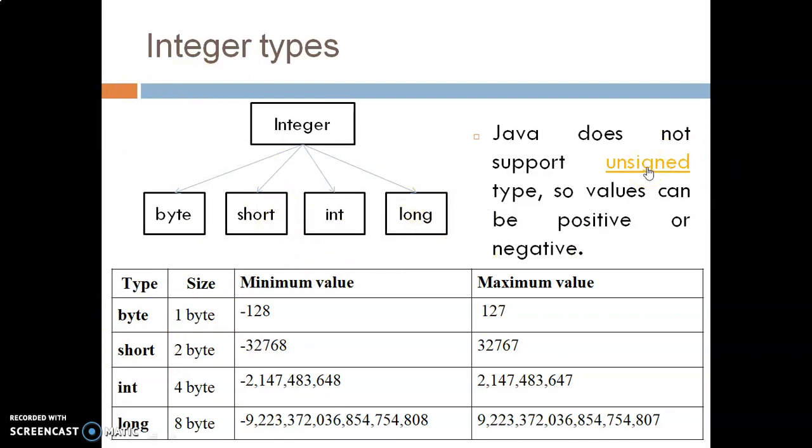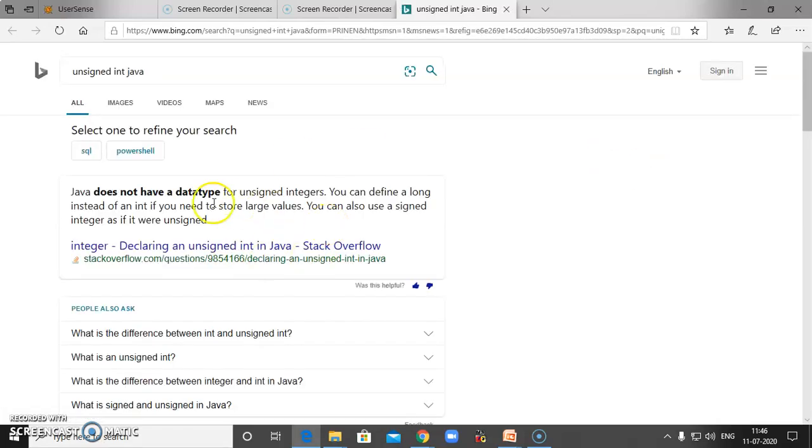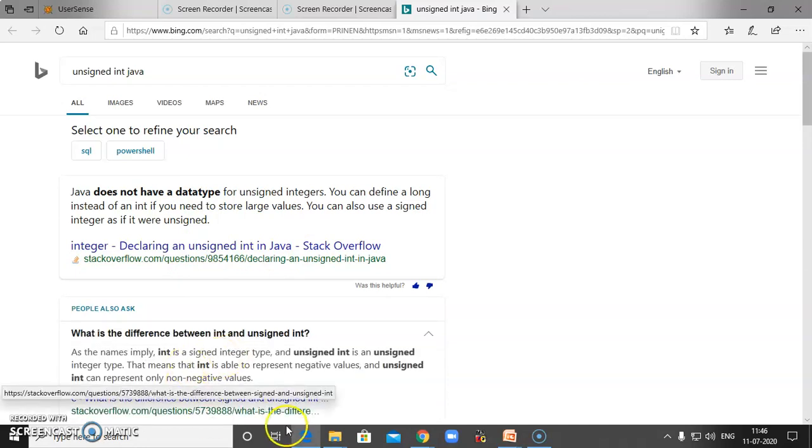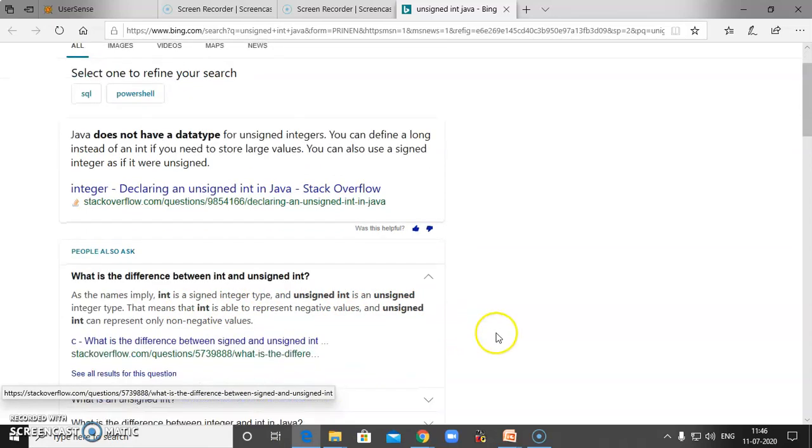Now what is unsigned? Java does not support unsigned types, so values can be positive or negative. So just click here. Now, about the difference between integer and unsigned integer. If you wonder what an unsigned integer is, here is the definition of unsigned.